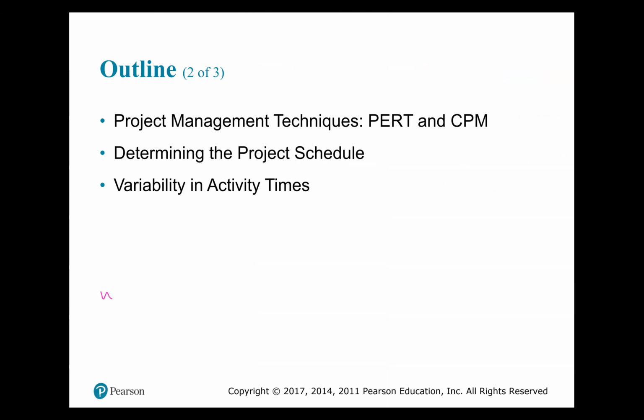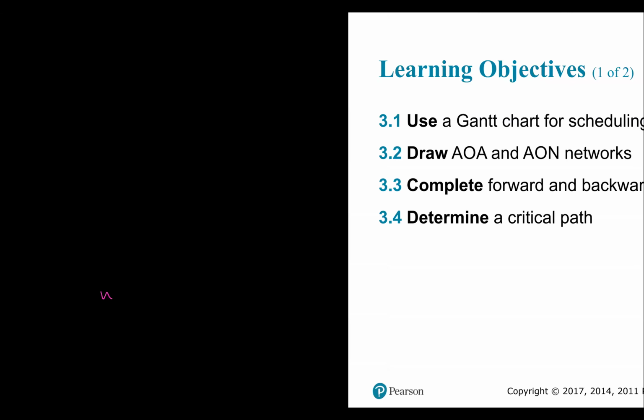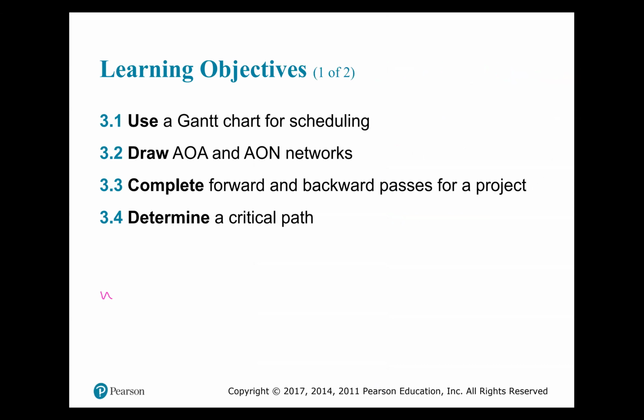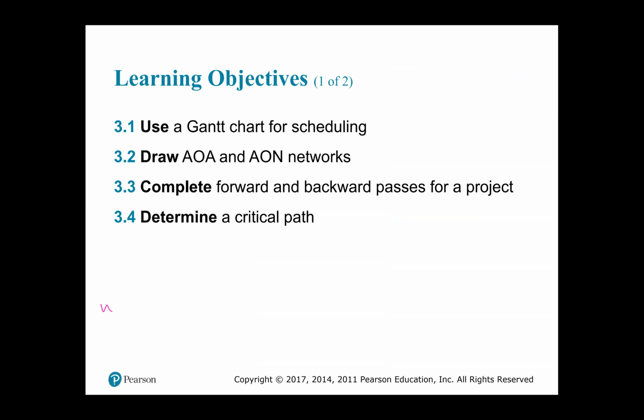We will look at how we will determine the project schedule and what happens when there is variability in the times for each activity. So at the end of the lecture, you should be able to use a Gantt chart to schedule a simple project, and draw a project network using the activity on node. So we're not going to use the activity on arrow. So I'm crossing out that. You're going to use the activity on node, this one, right?